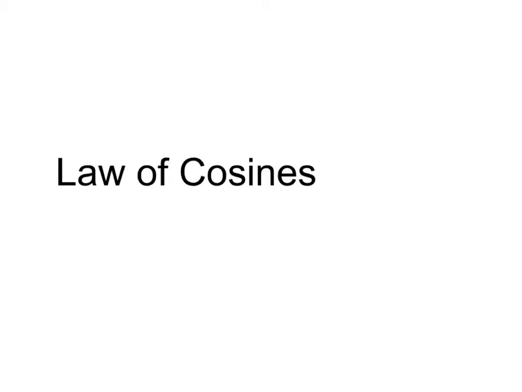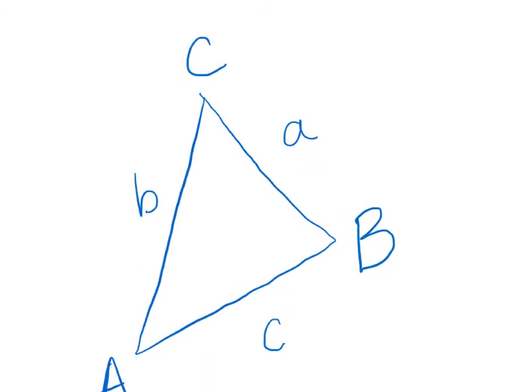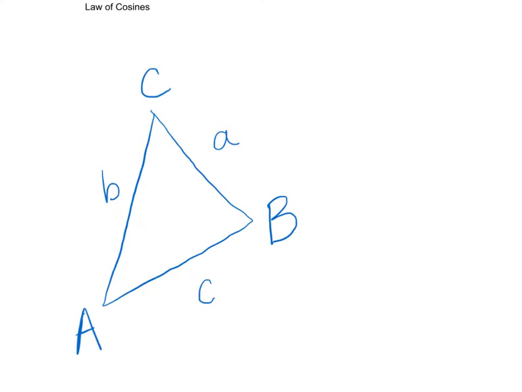Alright, I'm going to talk to you about the Law of Cosines, so let's get into it. First thing we need for the Law of Cosines is a triangle. So I start with a generic triangle, ABC. You'll notice I put the sides across from the letters as lowercase versions of them.